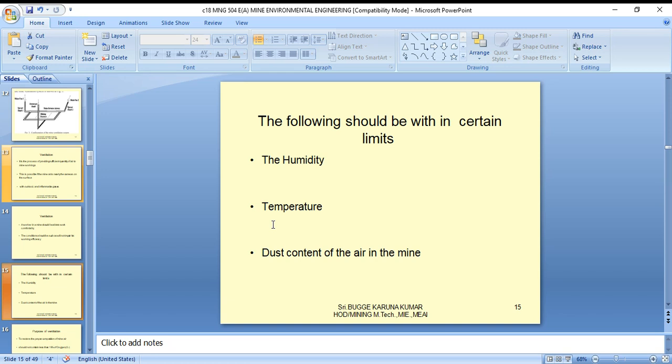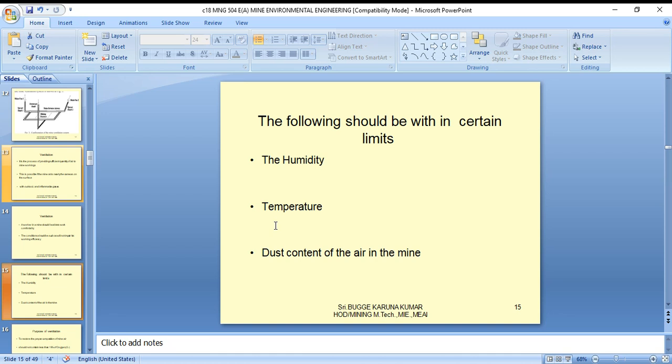So, what is comfort, and how is it measured? There are two very important factors: one is humidity, and the other is temperature. These two strongly influence the human body, because with high humidity you cannot work. High humidity with low temperature is also not workable. High temperature with high humidity is also not possible. So these factors are limited in the mine through various quality surveying equipment, to identify how much humidity and temperature there is inside.